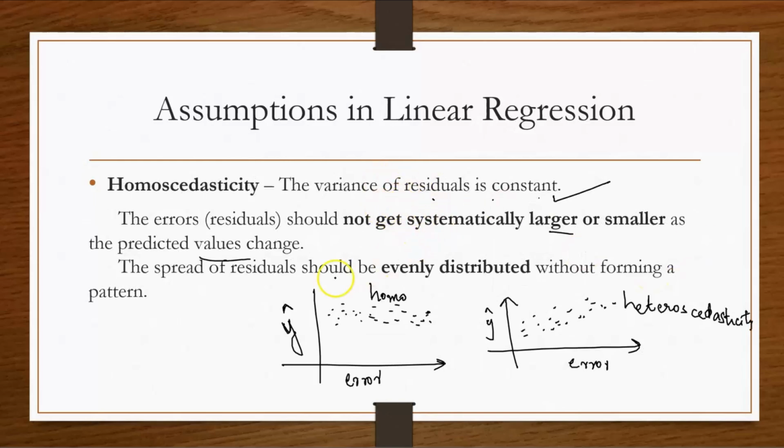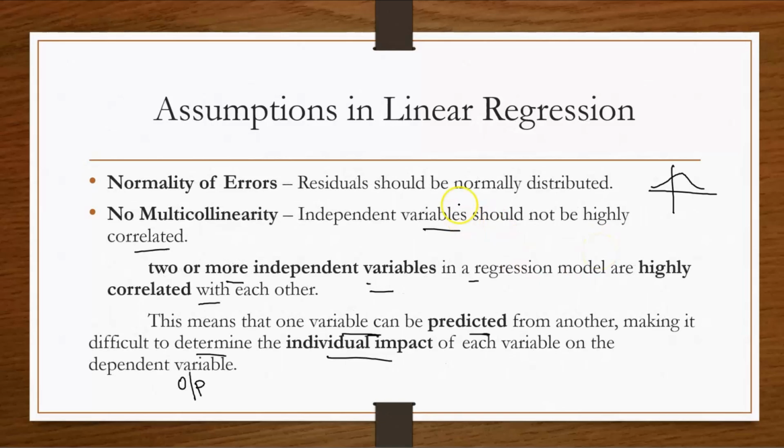Then homoscedasticity means the error should not get larger or smaller as the predicted value changes. Then errors should be normally distributed, and independent variables should not be correlated. So these are the assumptions in linear regression.